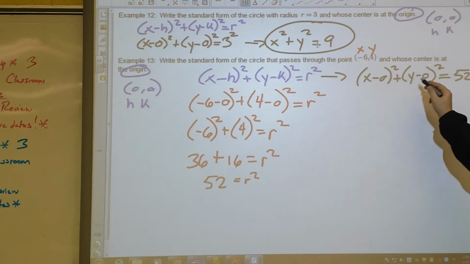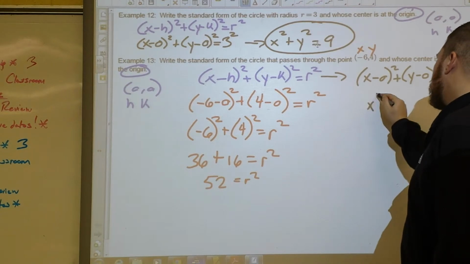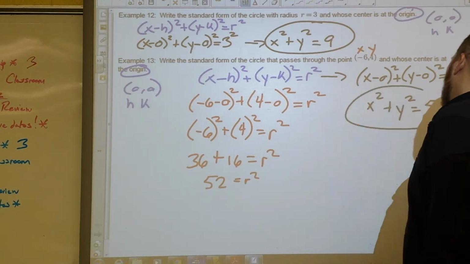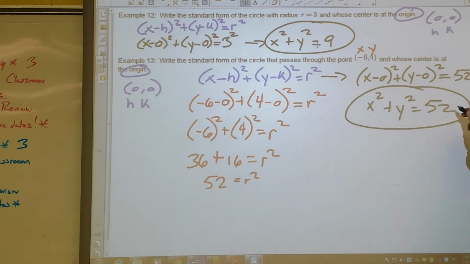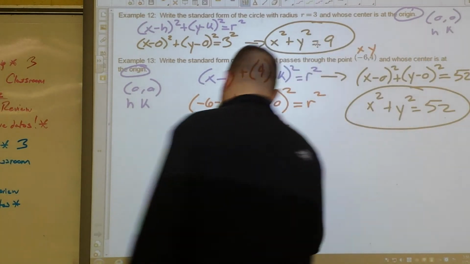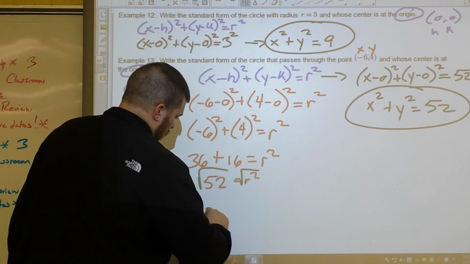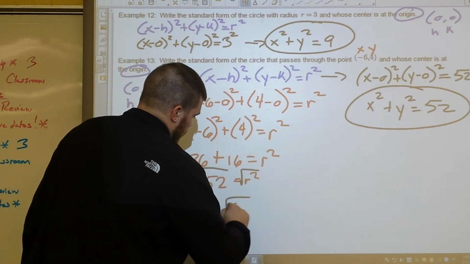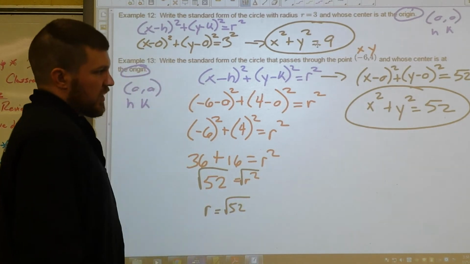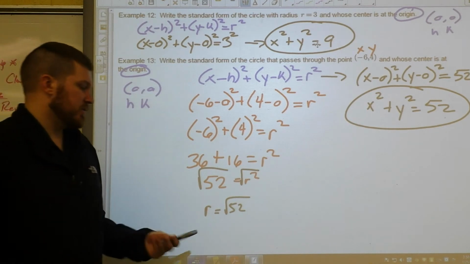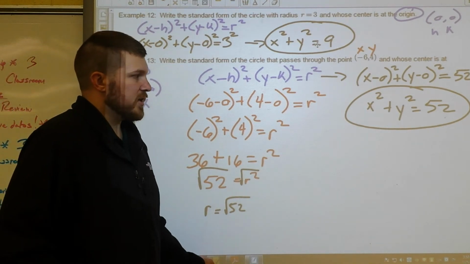All I need to do is clean this part up. So I end up with x squared plus y squared equals 52. And that's the equation of this circle here. The radius, if you did want to go farther, you would take the square root on each side. So r would be the square root of 52. Okay, so this is the equation of the circle whose radius is the square root of 52. Okay, which is going to be a really nasty decimal.